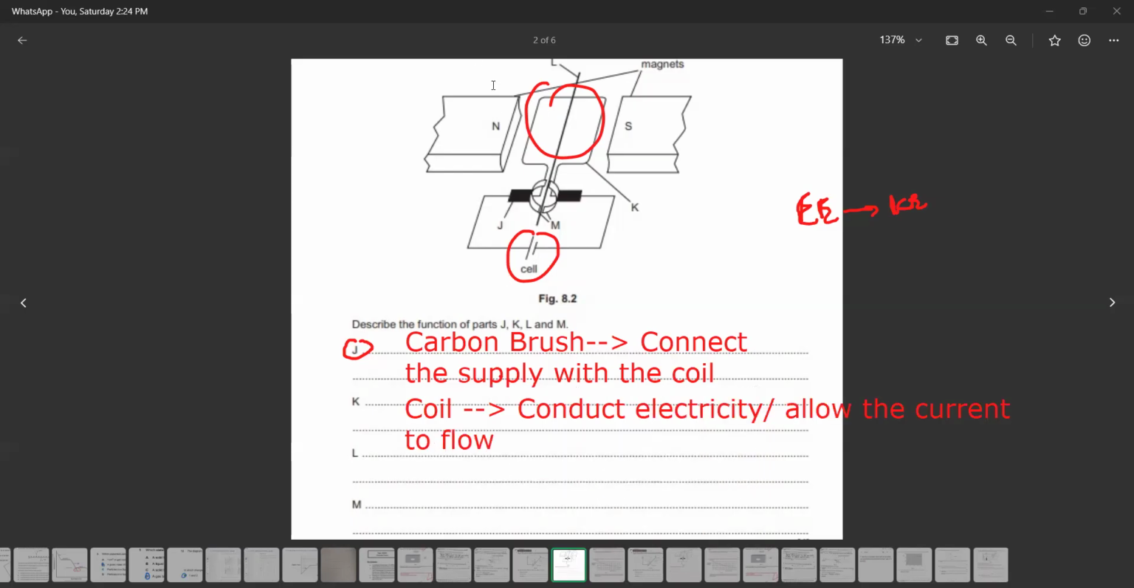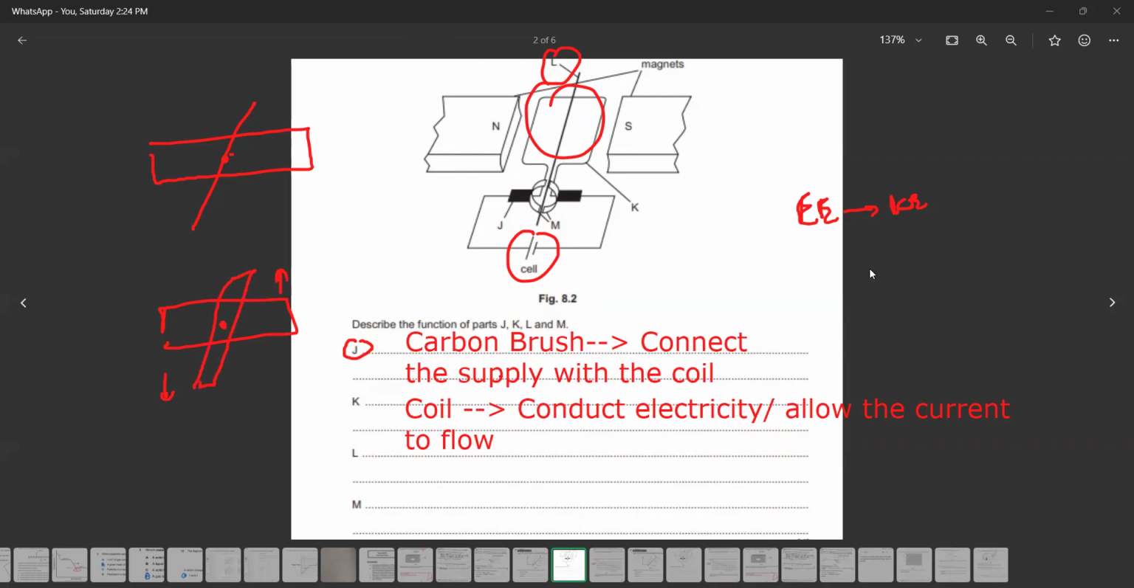Next is L. What is L? L is the axle. So the coil can rotate about a fixed point. We can also say it acts like a pivot, a point of rotation. Around this point, the coil will rotate. So one side of the coil experiences a downward force, the other side upward, and the coil will rotate, but this point will remain fixed.